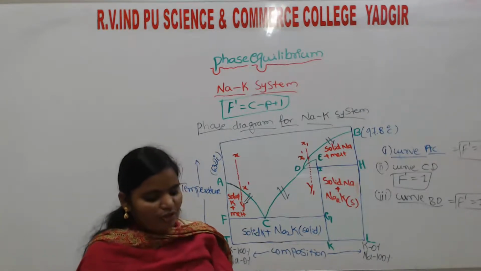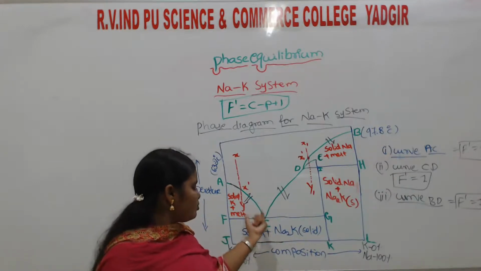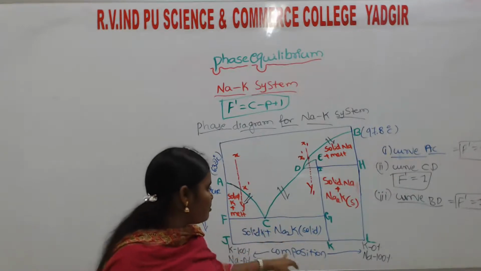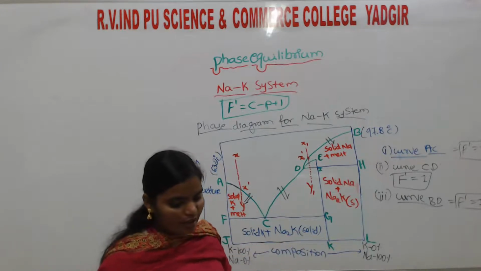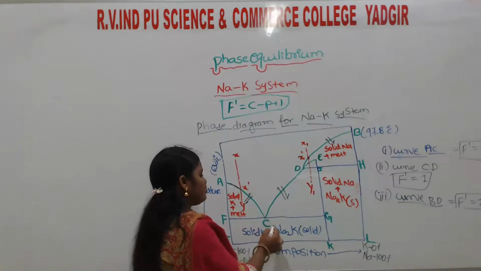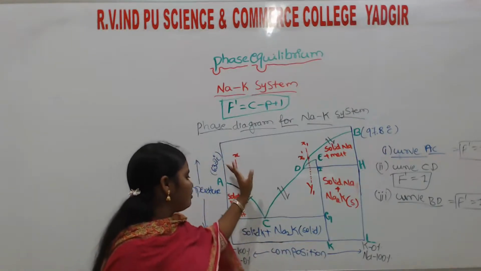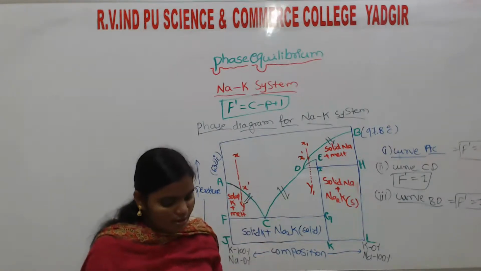Also the formation of Na2K occurs. A new solid, a new compound Na2K, is formed at the point C. This is because the path followed is x dash c.